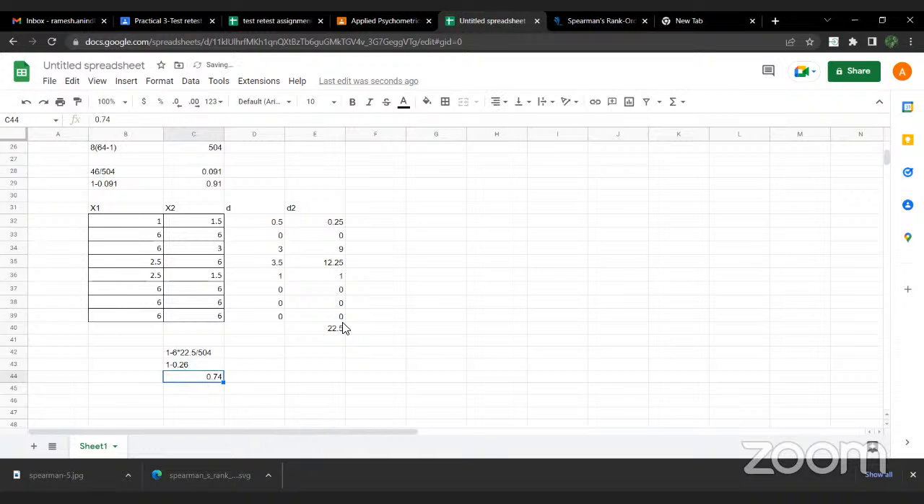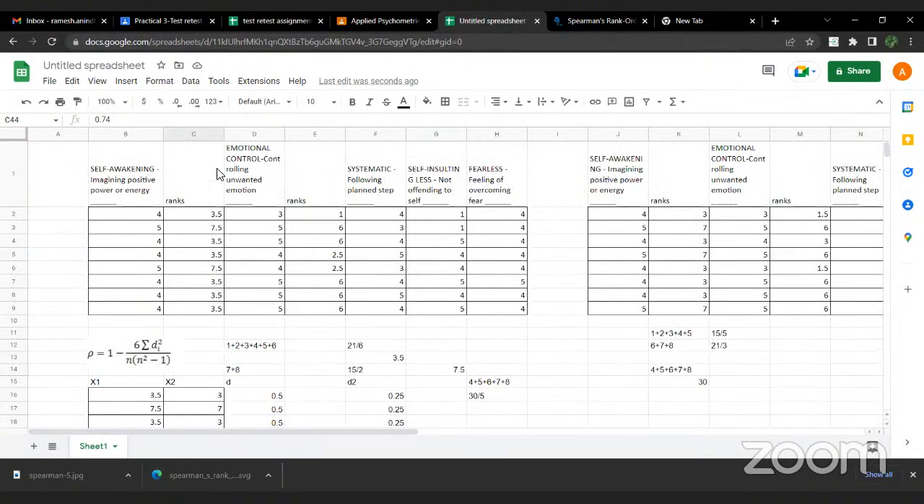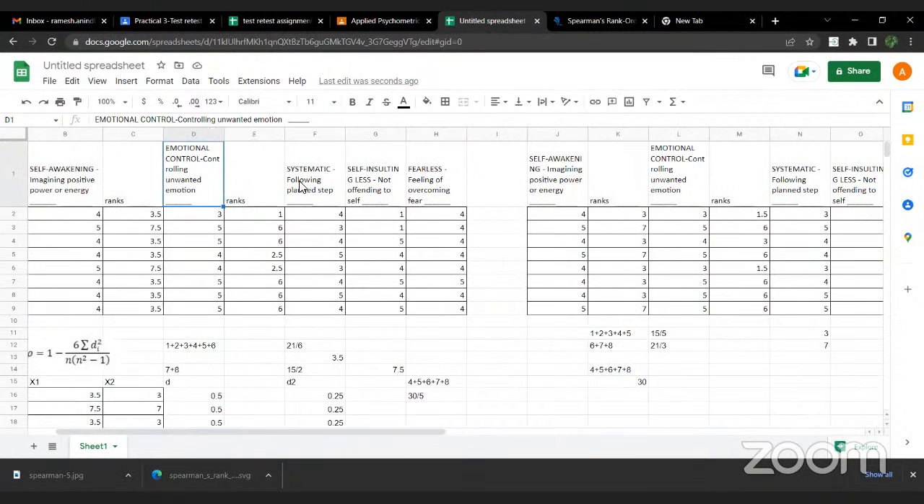So when we say 0.74, now what will be our interpretation of this? This is moderately correlated. Yes, it is still something that is significant for us with regard to the values. So therefore, we can still say that for even this dimension, our scores are still having high test-retest reliability. Does that make sense? Any questions on this?